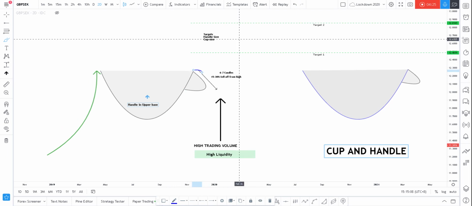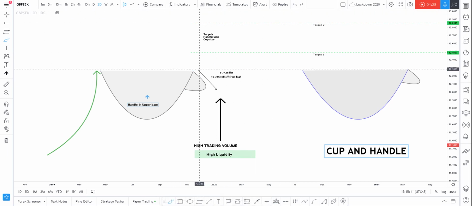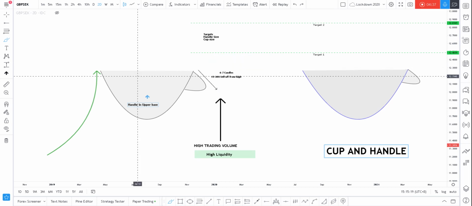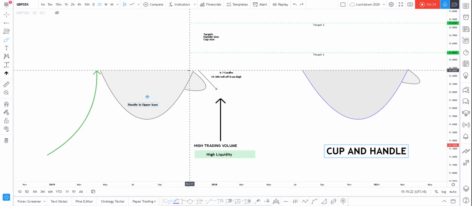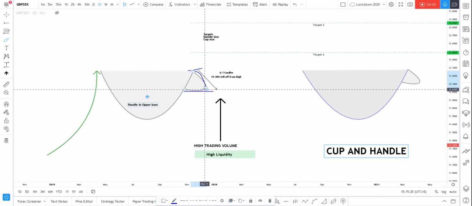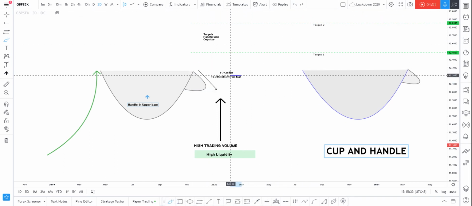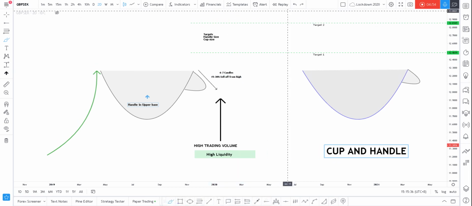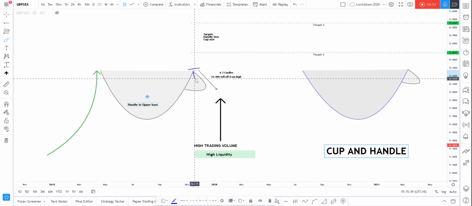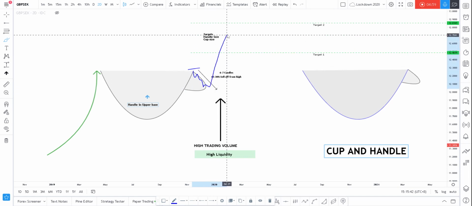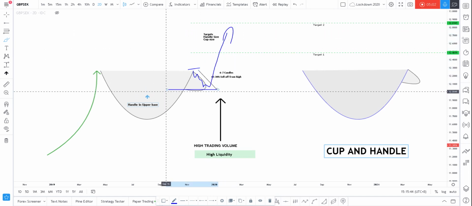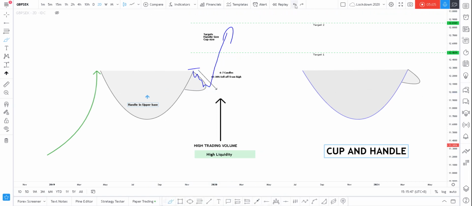When we reach the handle is quite important, because this is where we will be looking for our entry point. What we should be looking for in this type of handle is quite simple. We need to see something like a 15 to 30% sell off from the high of resistance here to wherever the handle will stop. Meaning that the market will create a sell off, and then eventually the market will accumulate more buyers and start to push off to the upside.